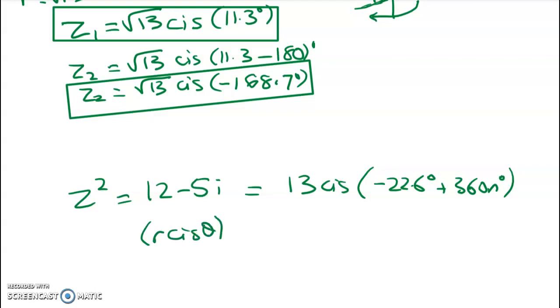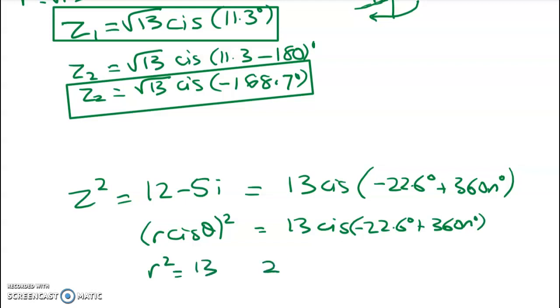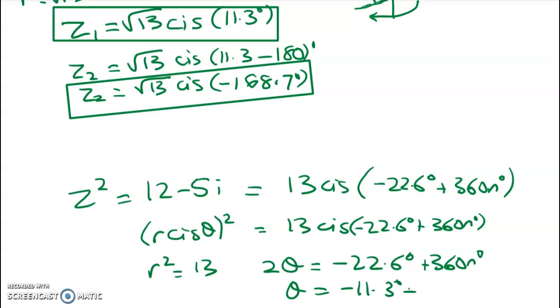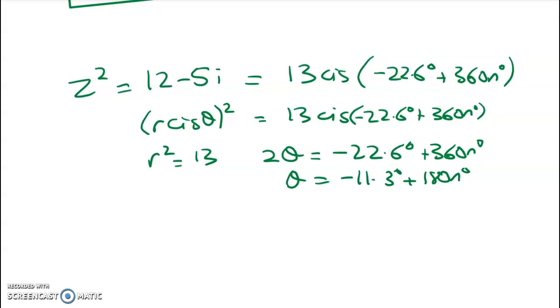And again, r cis theta squared is equal to this. So r squared is 13. 2 theta is equal to negative 22.6 degrees plus 360 n degrees. Theta is equal to negative 11.3 degrees plus 180 n degrees. So that's by de Moivre's theorem. And we do need to mention that.